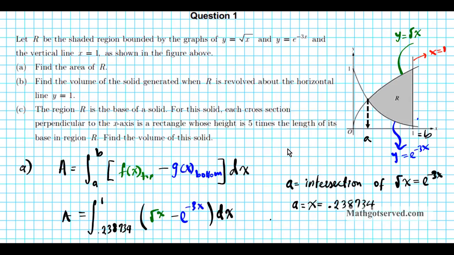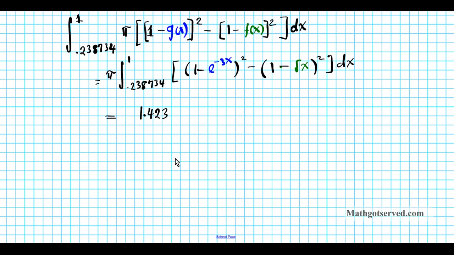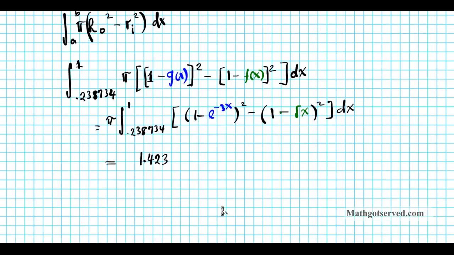And then for part C, it says the region R is the base of a solid. For this solid, each cross-section perpendicular to the x-axis is a rectangle whose height is 5 times the length of its base in region R. Find the volume of the solid. So we went over this formula also in the other tutorial that I'm talking about. I'm going to include the tutorial beneath the screen here, so you can just click on it for direct access. But in this video, I'm just going to go over how to create the formula. I'm not going in depth into it.